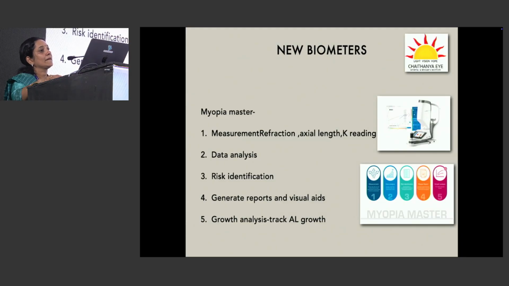The following new myometers are now available. Many companies are coming up with new myometers. Myopia Master measures refraction, axial length, and K reading. It does the data analysis, risk identification, and generates reports. So it will give us a visual aid for the parents. If you show them how the myopia is going to progress, it also tracks the axial length growth.